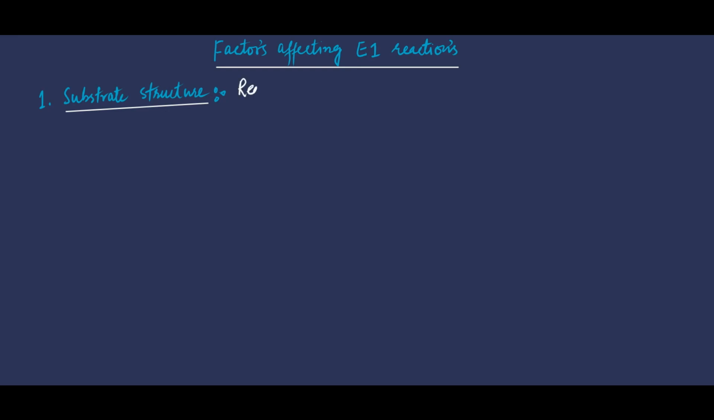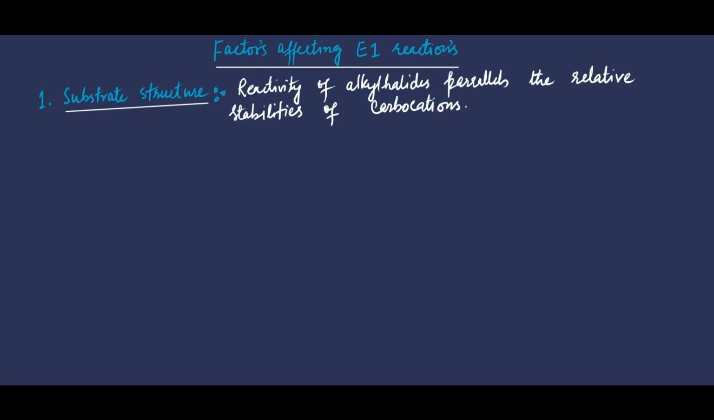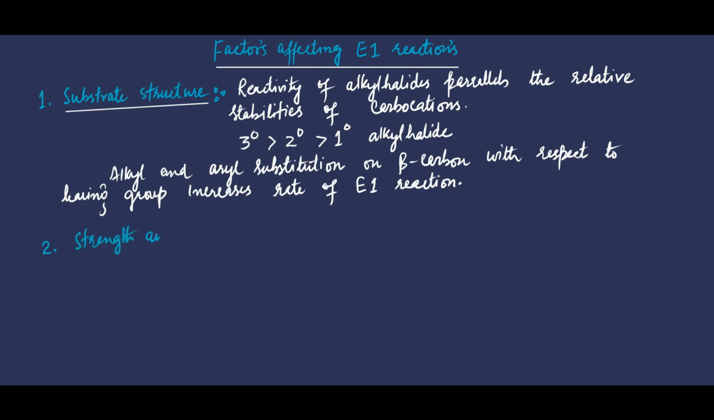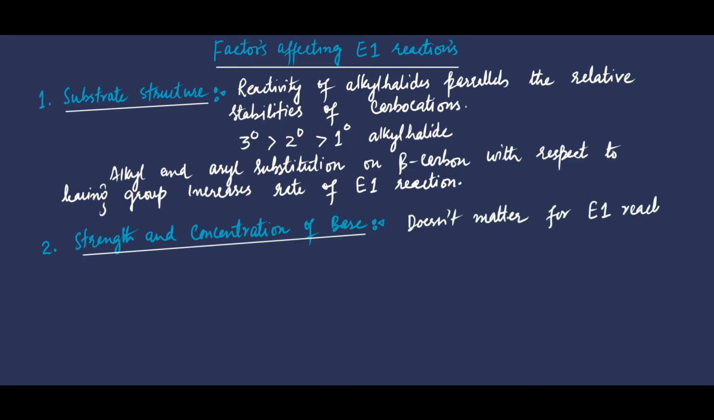Thus we can say that reactivity of alkyl halides parallels the relative stability of carbocations. This means among simple alkyl halides, tertiary is more reactive than secondary, which is more reactive than primary. Therefore, alkyl and aryl substitution on beta-carbon with respect to the leaving group increases the rate of E1 reactions. The second factor is strength and concentration of base. The strength and concentration of base have nothing to do with the rate of E1 reactions. Even the solvent molecule serves the purpose of base for E1 reactions.